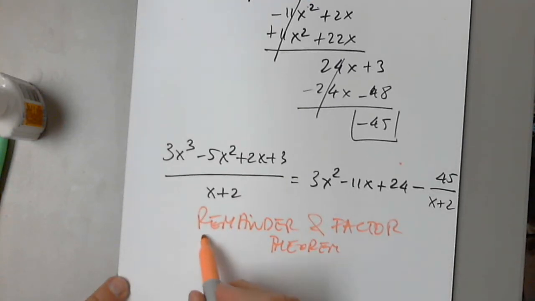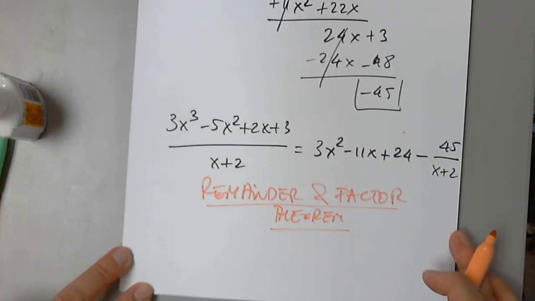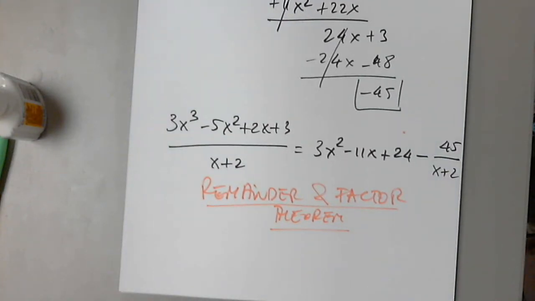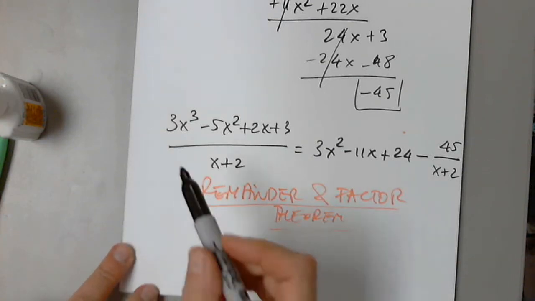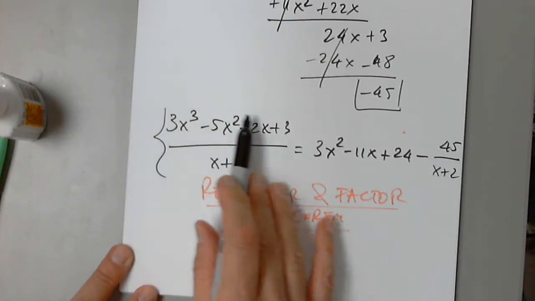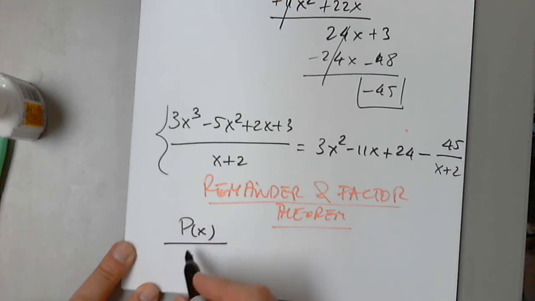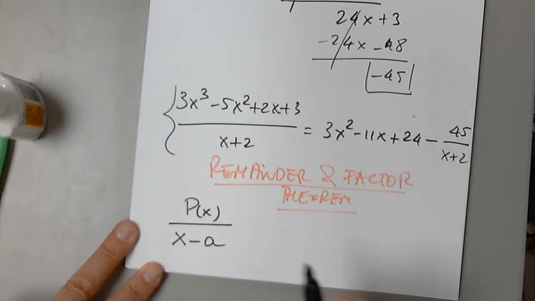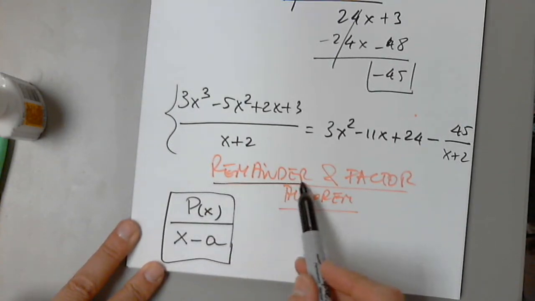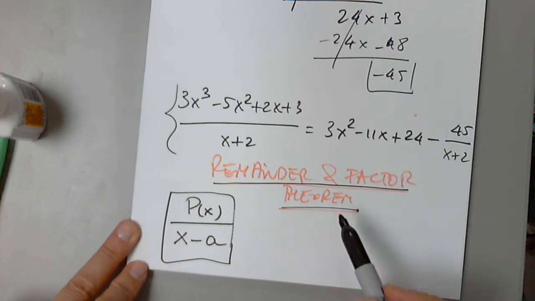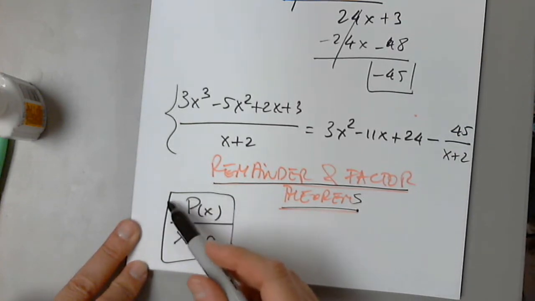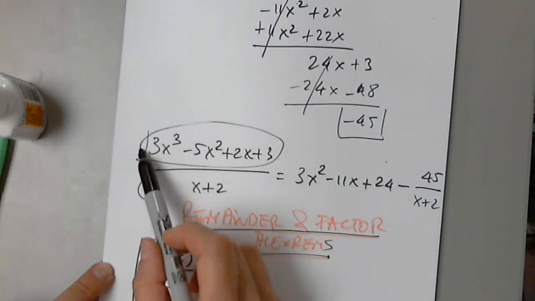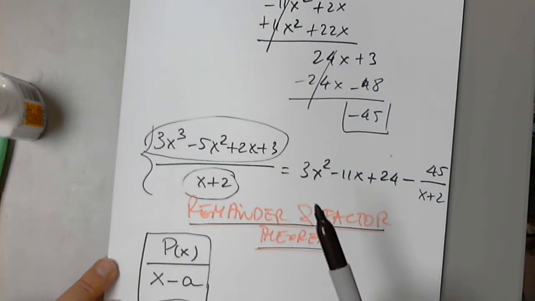There are two theorems, but I like to present them together. So I hope you agree that this setup, this division, is a polynomial divided by something like x minus a number. Would you agree? Only in this situation are the remainder and factor theorems applicable, or theorems if you want, only when we have a polynomial divided by x plus or minus a number.